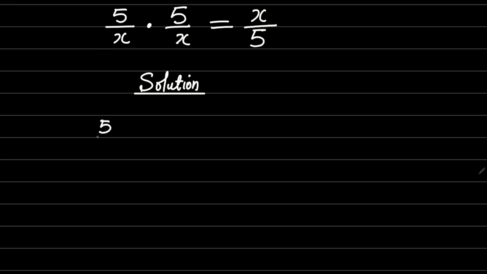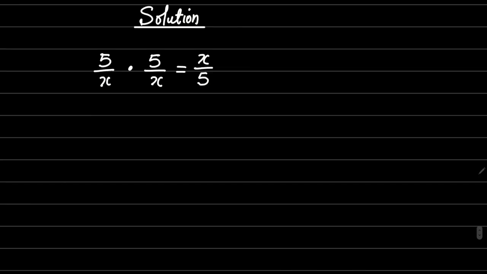Now, remember you have 5 like this. But take note, this means multiplication. So you take note of that. It means multiplication. Now, multiplying it, 5 times 5, we're going to have 25, then over, I have x squared. This is equals to x over 5.